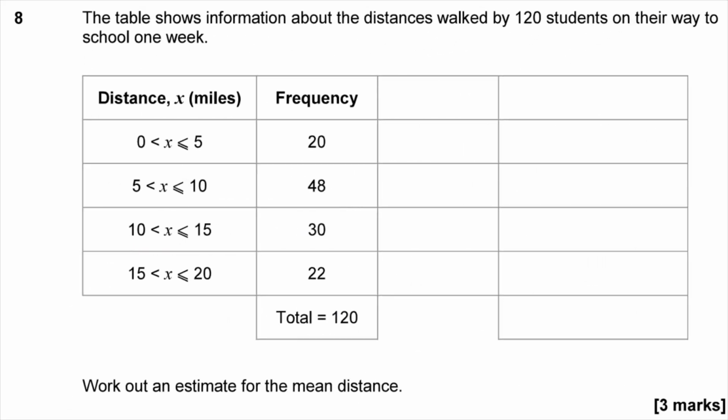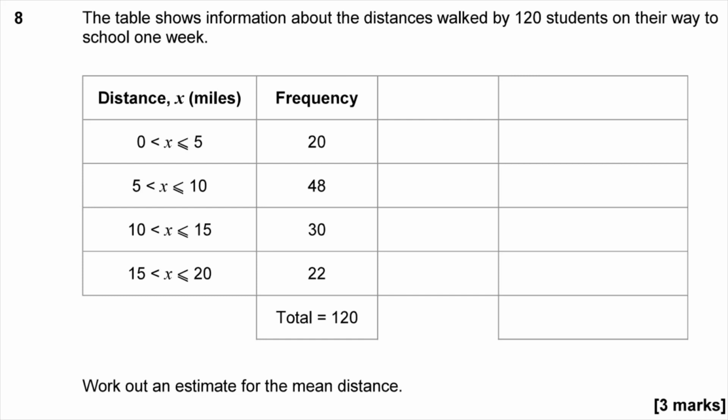The table shows information about the distances walked by 120 students on their way to school in 1 week. And you can see that we've been given a grouped frequency table for those distances. So I've got 0 to 5, there are 20 students who walk between 0 and 5. 48 students walk between 5 and 10 miles, 30 students walk between 10 and 15 miles, and 22 walk between 15 and 20 miles. Now we're asked to work out an estimate of the mean for this data.